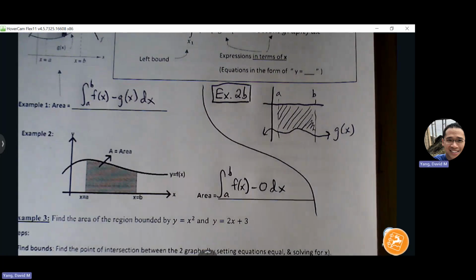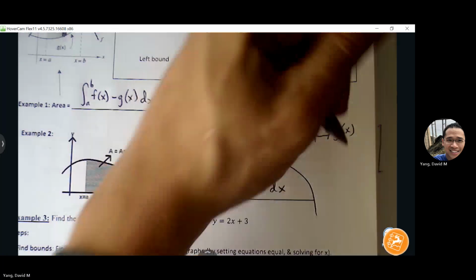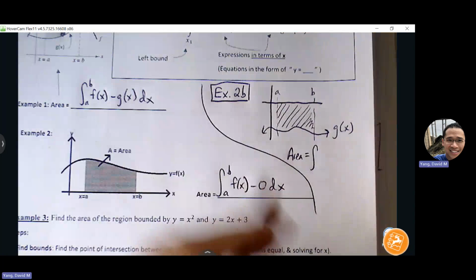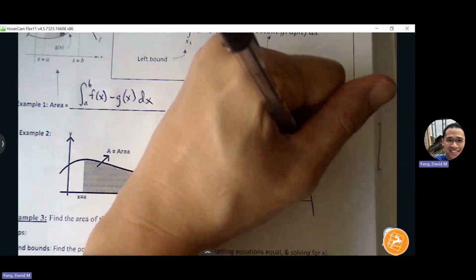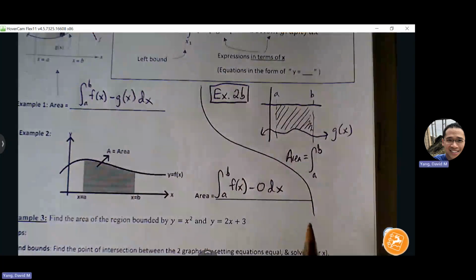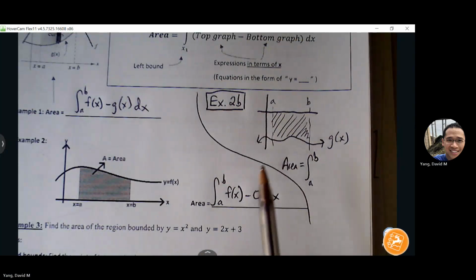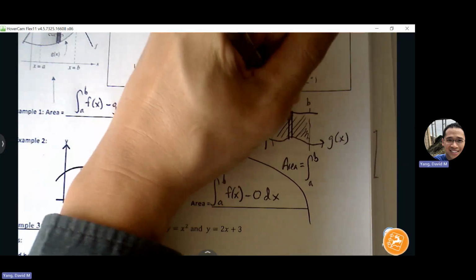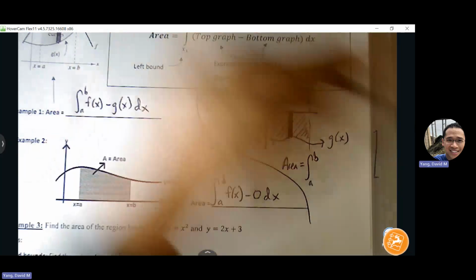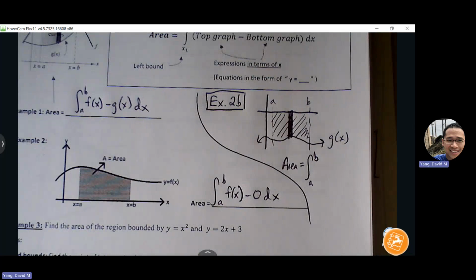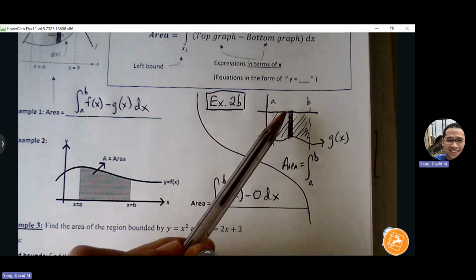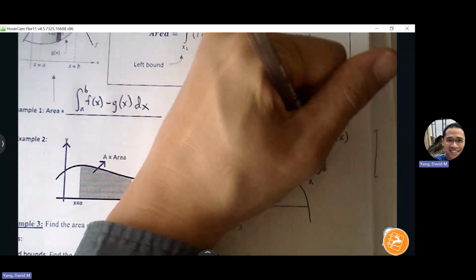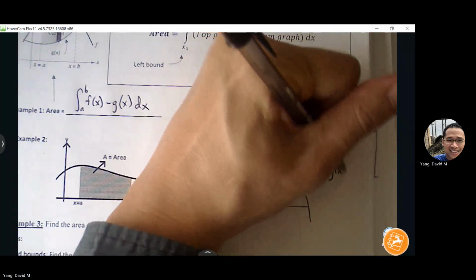So if I want to find the area of this region here, definite integral from A to B, my left to right bound. What's the graph on top in this case? 0, right? So if I draw a representative rectangle to represent my height, then the top of my rectangle is touching the 0. The bottom is touching the g of x. So it's 0 minus g of x dx.